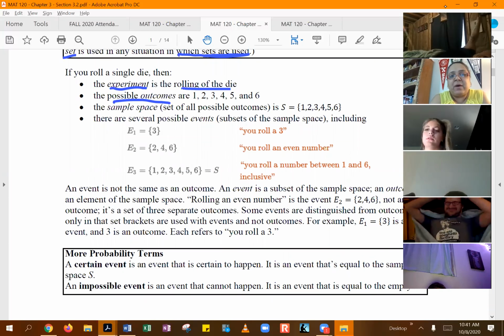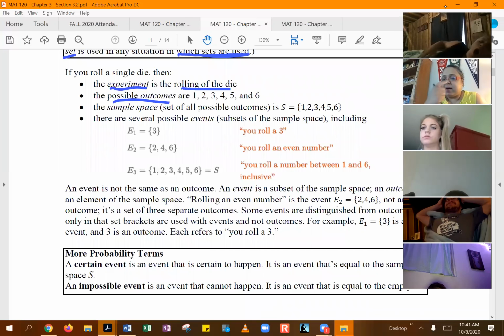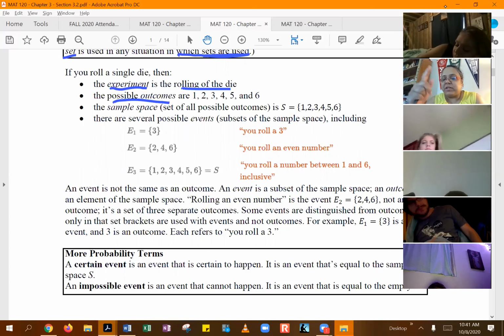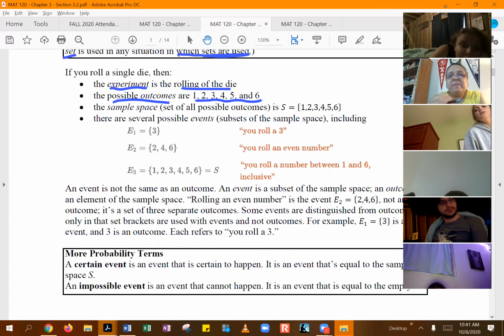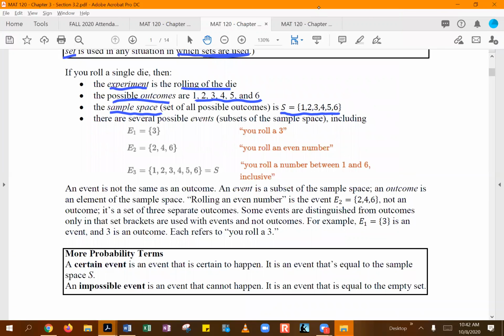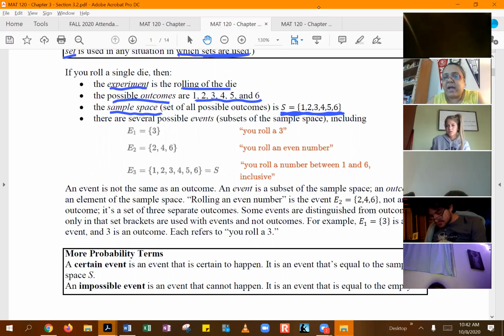Your possible outcomes, because your die could fall on any one of those faces, could be 1, 2, 3, 4, 5, and 6. So all of those possible outcomes put together create your sample space. And again, you will see we are writing these as sets. We are still using those set brackets to write these out.